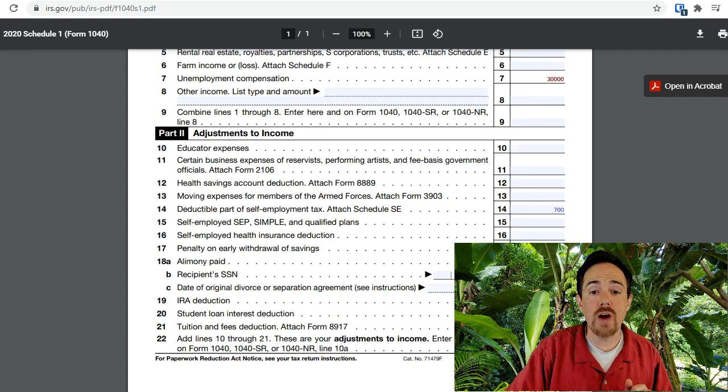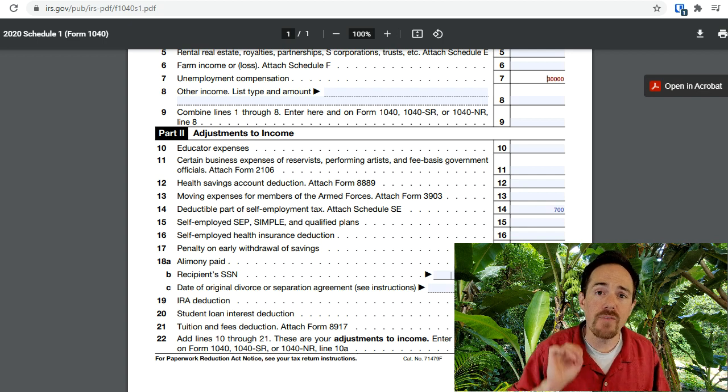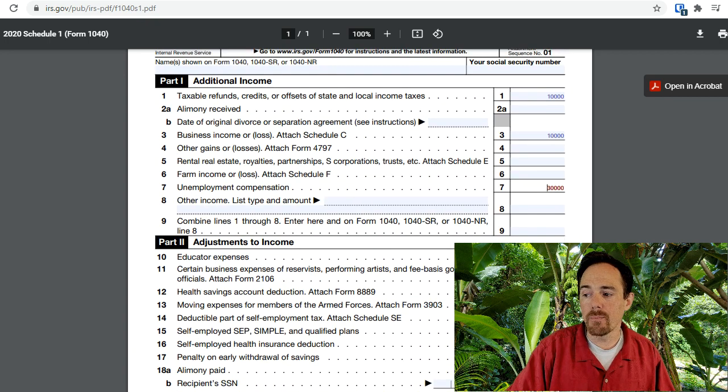And now we get to subtract the $700 self-employment tax and the $300 charitable contribution, which puts us back down to $149,999 modified adjusted gross income. We are now below $150,000 by $1, and so now we get to exclude the unemployment compensation.